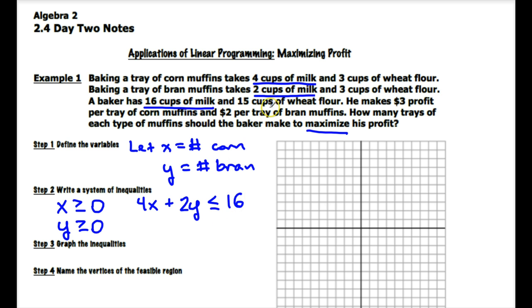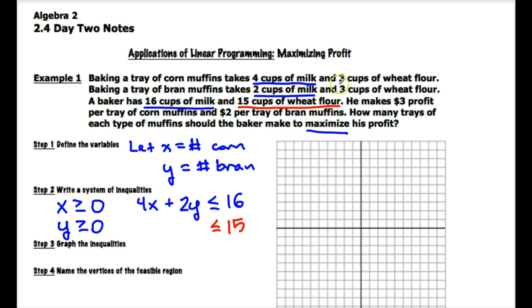Okay, because if we make more than 16 cups of milk, we're going to run out of milk. So this inequality that I wrote right here is a constraint on our milk ingredient. My second inequality is going to involve a constraint on my wheat flour, which is 15. I only have 15 cups of wheat flour, so I can't use more than 15.